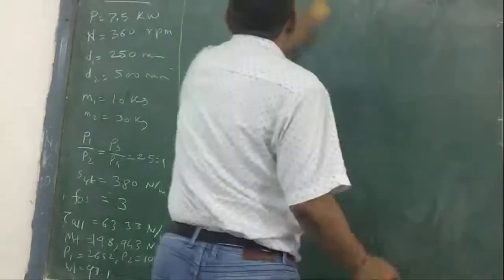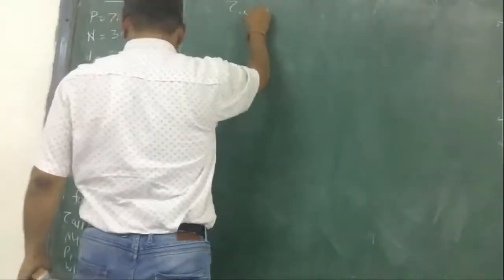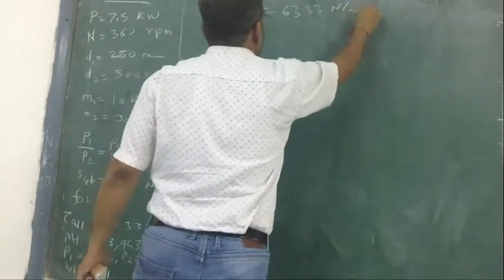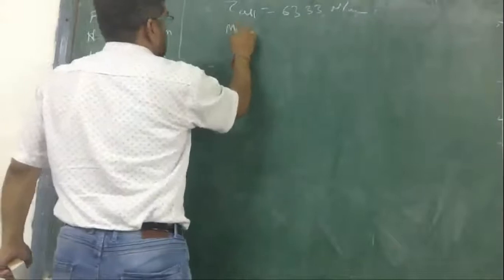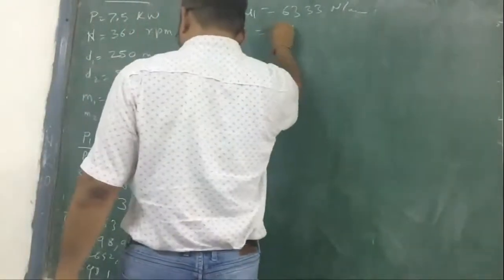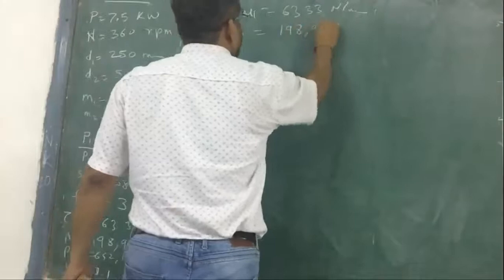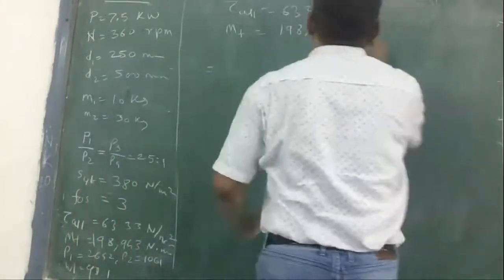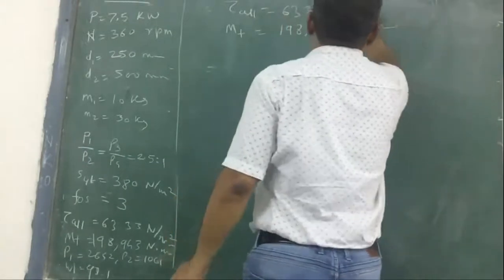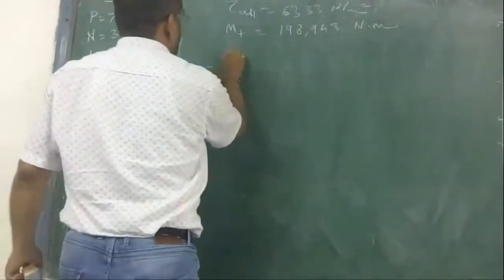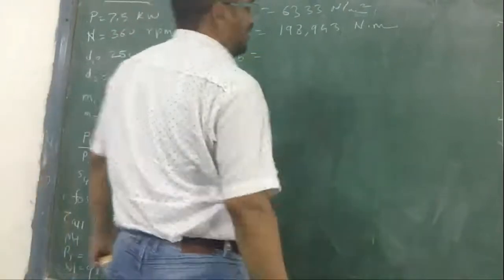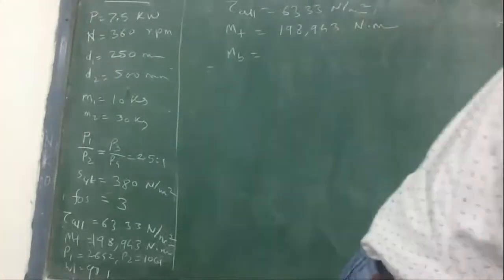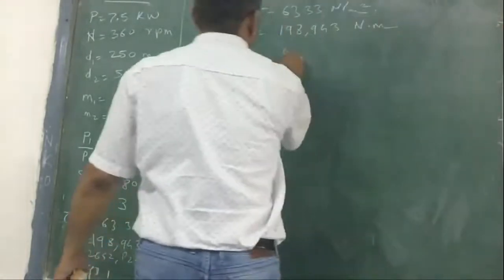Now for our calculation, tau allowable is 63.33 Newton per mm square. And the twisting moment we are going to use is 198,943 Newton mm. And the bending moment we just calculated is 952,927 Newton mm.